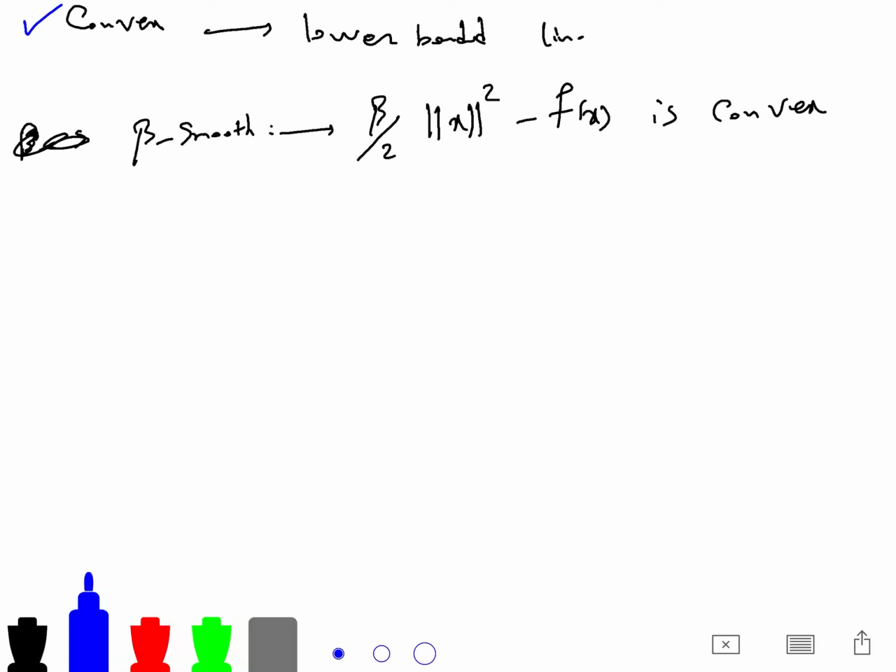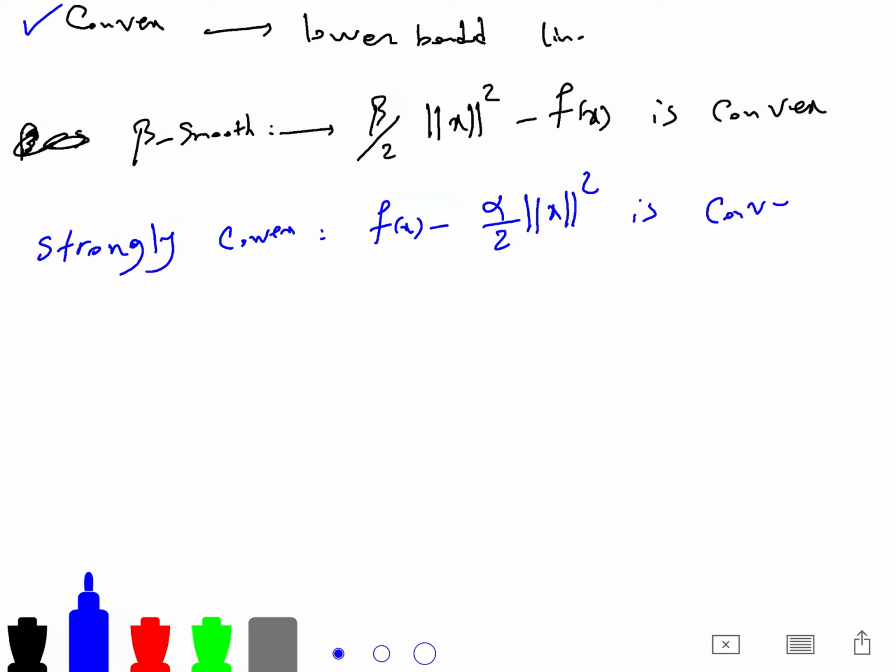And for strongly convex, I leave it as an exercise for you. A function is strongly convex if f of x minus alpha over 2 times x squared is convex. And I told you that it is a quadratic lower bound.